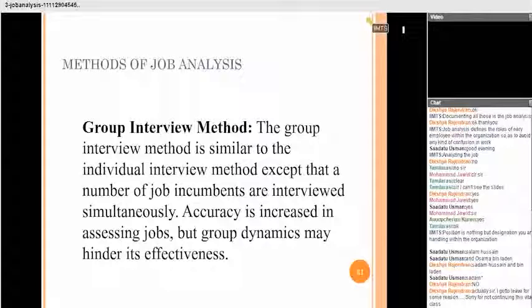Then group interview. The group interview method is similar to the individual interview method, except that a number of job incumbents are interviewed simultaneously. That means in an individual interview, there is only one person sitting for an interview, while when we talk of the group interview, it means more than one person is sitting in an interview, or more than one person is being interviewed at one time.